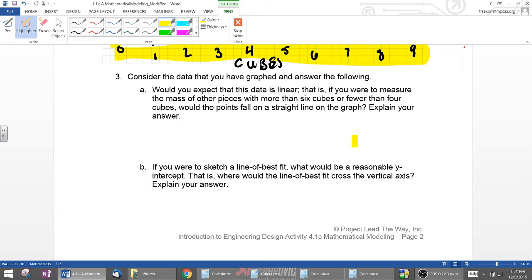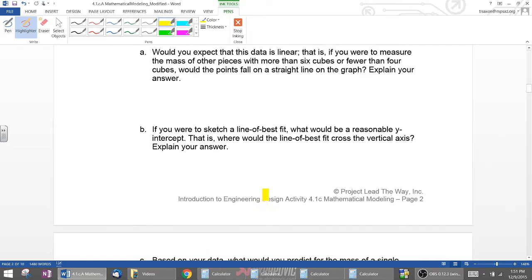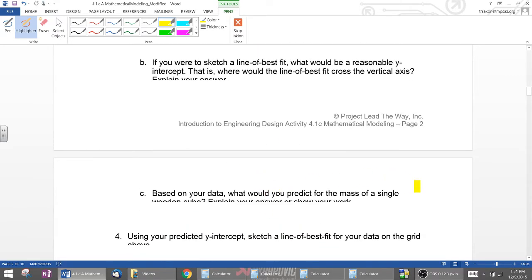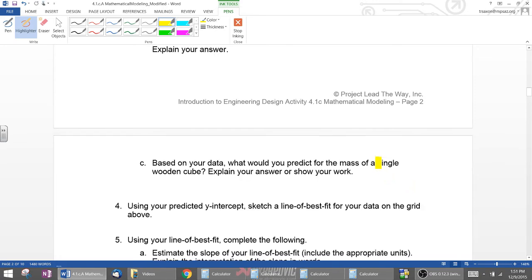In preparation to sketch a best line of fit trend along your data, it asks you: what would you expect the y crossing point, which is where x equals 0 or 0 cubes, what would you expect the mass of 0 cubes to be? If you reason through that, obviously, if I had no cubes, I would have no mass. That is true in our graph; it is approximately 0. It may not be perfectly 0 because your model may not fit perfectly.